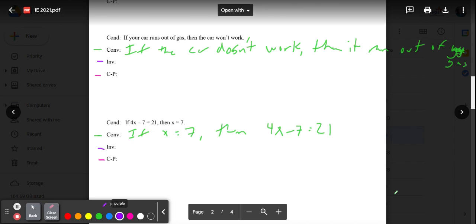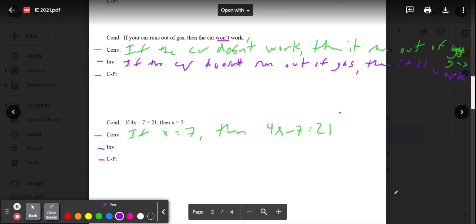All right, next, if we go here, we have our conditional, if the car runs out of gas, then the car won't work. So the inverse of that is, if the car doesn't run out of gas, then it works. Now be careful because here we already have "won't work" there, so we have to negate that. So if it won't work, then it'll work. Okay, so if the car doesn't run out of gas, then it'll work.